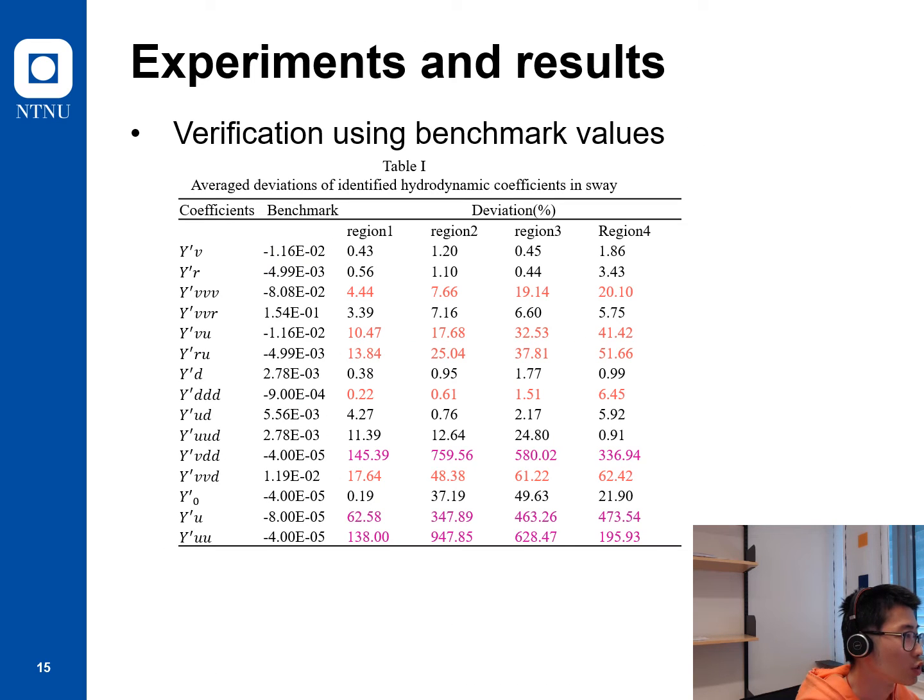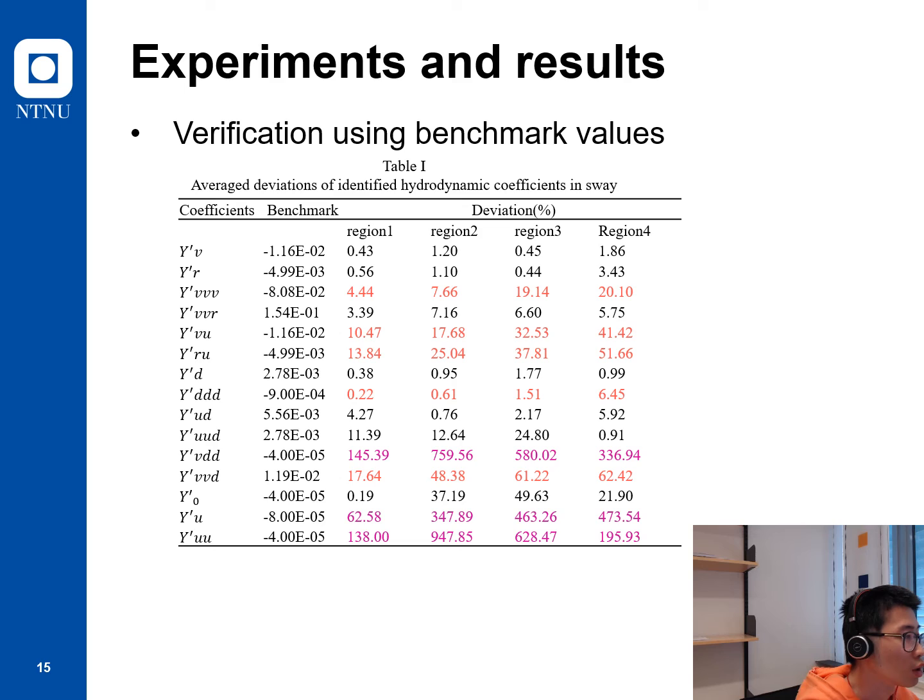The average deviations of hydrodynamic coefficients of each region are calculated, and their comparisons in sway motion are presented in Table 1, along with the benchmark value obtained from PNN test. Even though over half of the hydrodynamic coefficients maintain a good resolution, the others are affected by the wind disturbance to some different extents. The deviations of certain hydrodynamic coefficients increase from region 1 to region 4, such as Y prime VV, Y prime VU, Y prime RU, Y prime DDD, Y prime VVD, Y prime U.